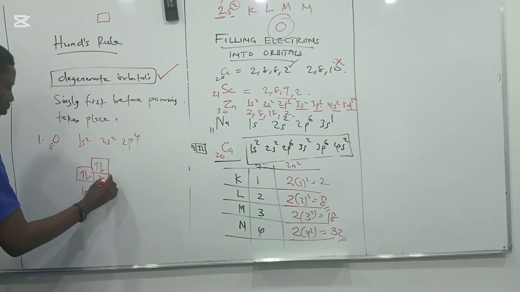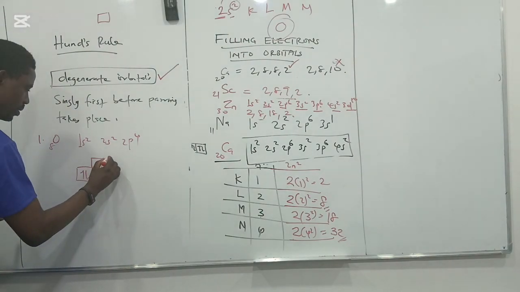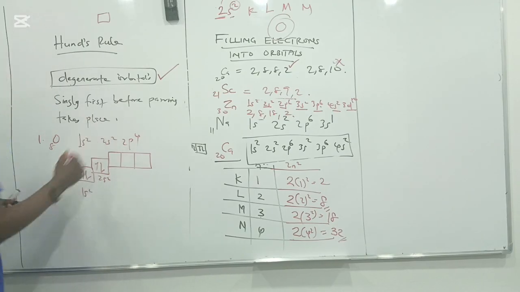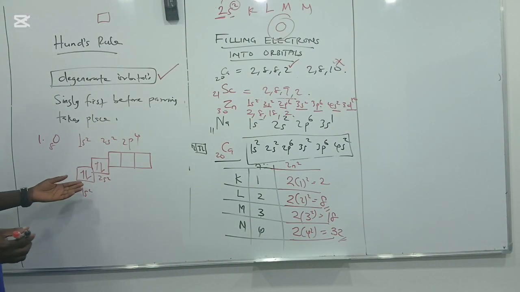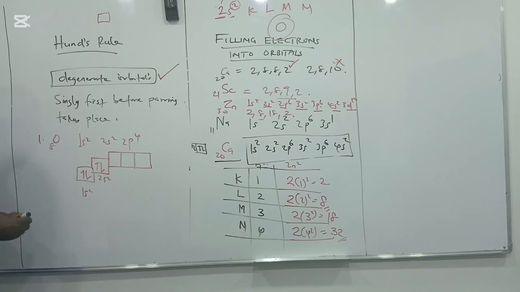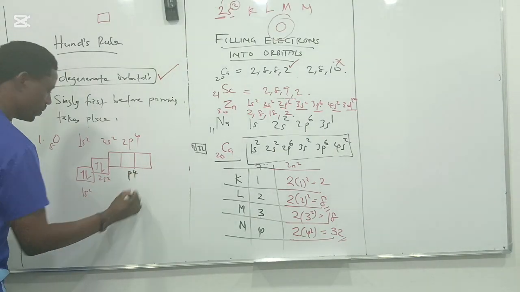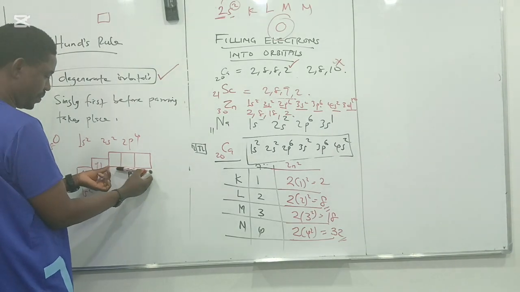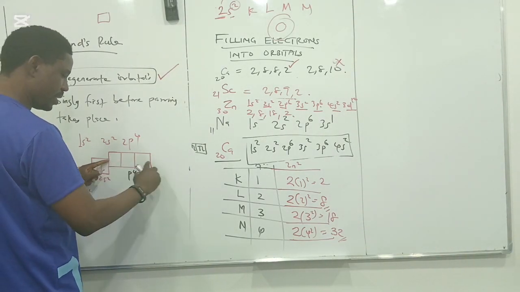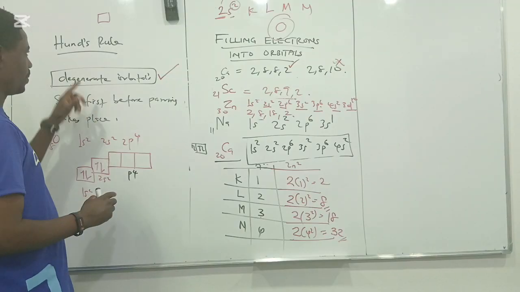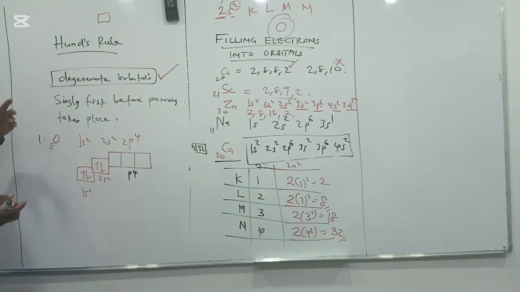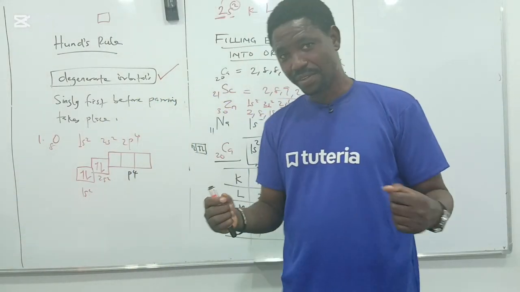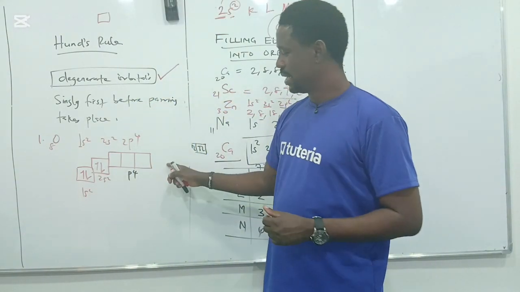That is 2s2. Then the last one, this is where Hund's rule is working. Look at this: 1s2, 2s2. This is the degenerate orbital we are talking about, p4. The degenerate orbitals, in the sense that you can see that there are triplets, 3 orbitals, and they have the same energy level. So this is where we can apply Hund's rule. Hund's rule states that when filling electrons into degenerate orbitals, we fill singly first before pairing takes place. And let's see how we're going to fill that.